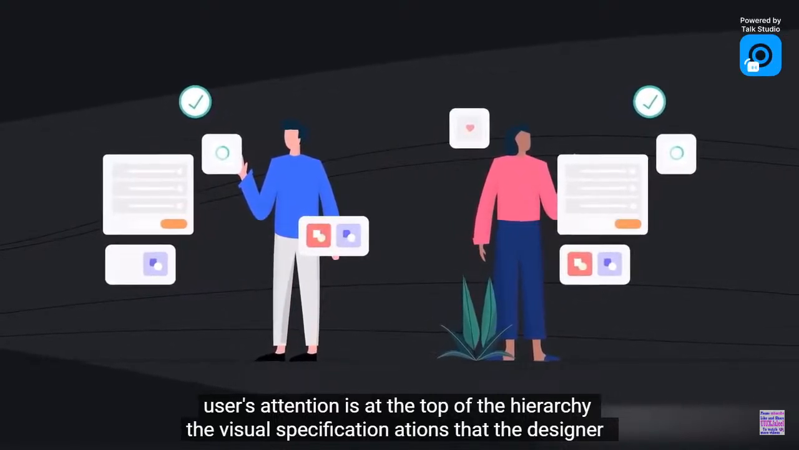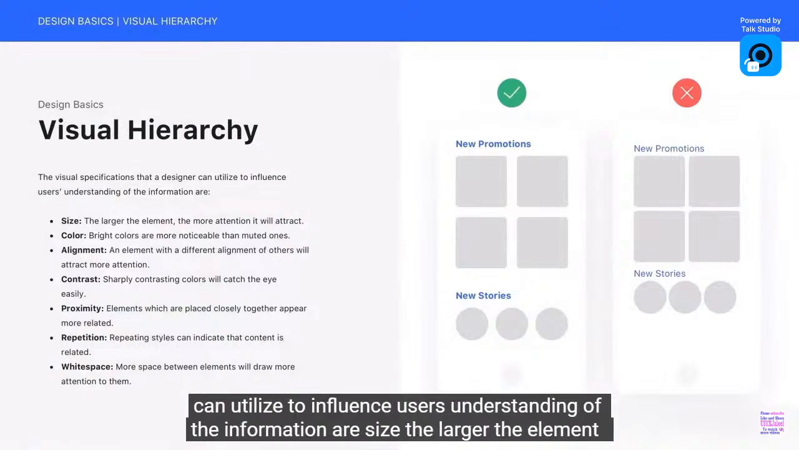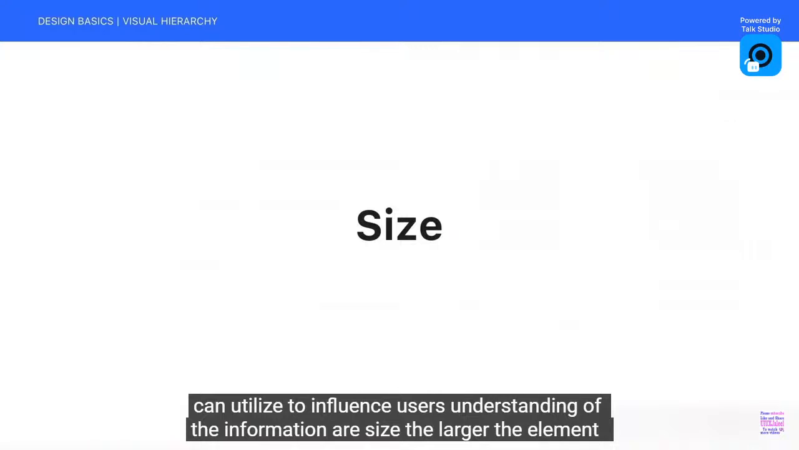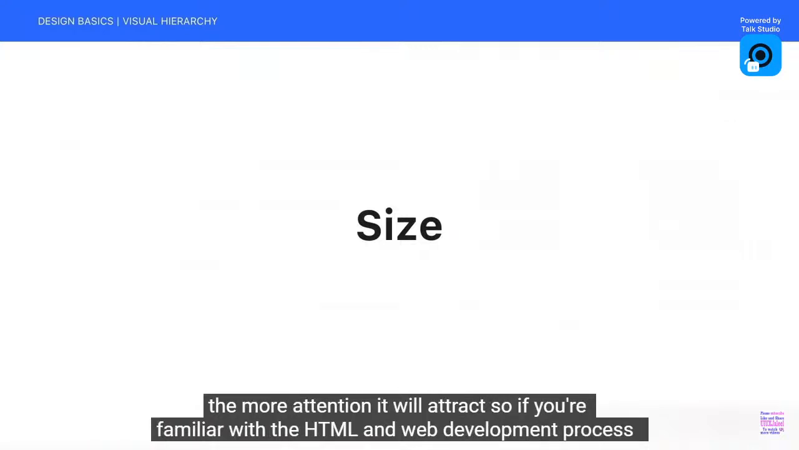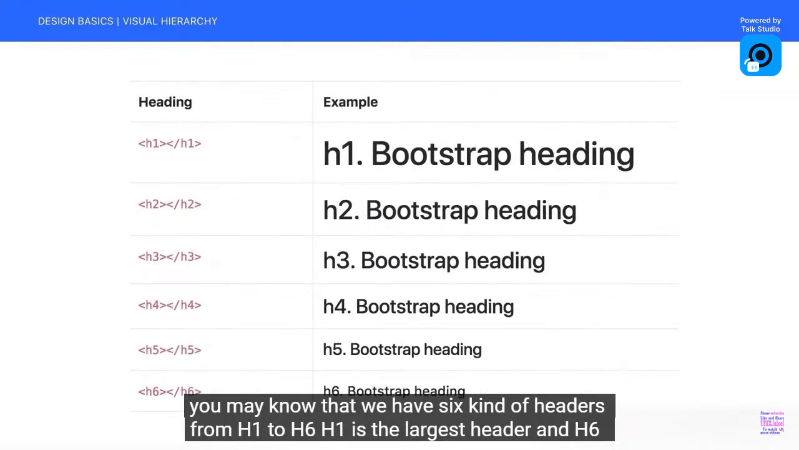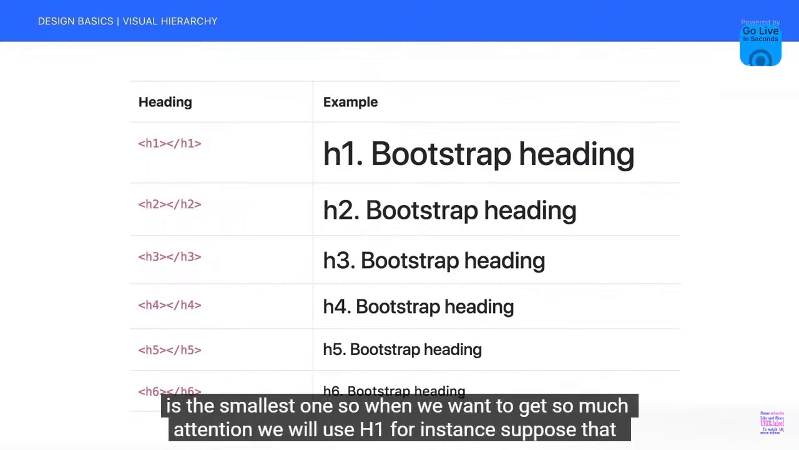The visual specifications that a designer can utilize to influence users' understanding of the information are size. The larger the element, the more attention it will attract. So if you're familiar with the HTML and web development process, you may know that we have 6 kinds of headers from H1 to H6. H1 is the largest header and H6 is the smallest one. So when we want to get so much attention, we will use H1.